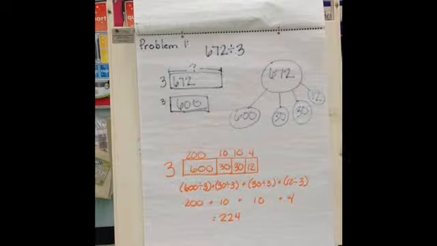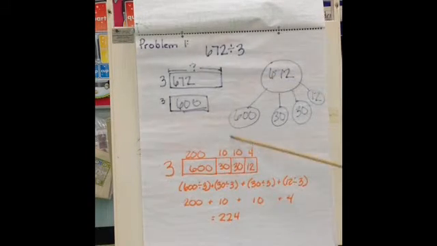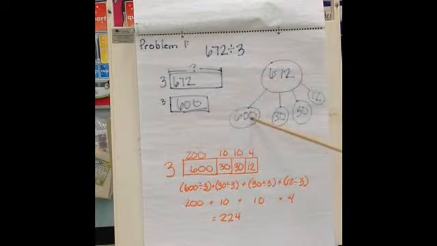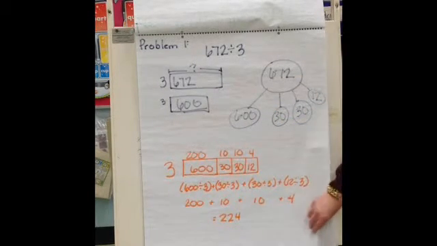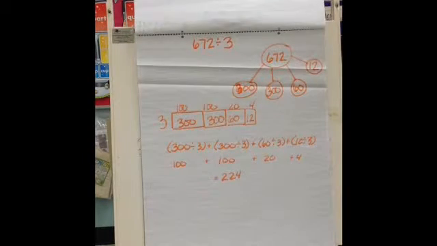Now, there are other ways you could have broken it down. This is how I chose to break it down. Remember, these need to add up to this number, and they do. These add up to 672. Okay, 672 divided by 3. You can break it down differently, as I was just saying.